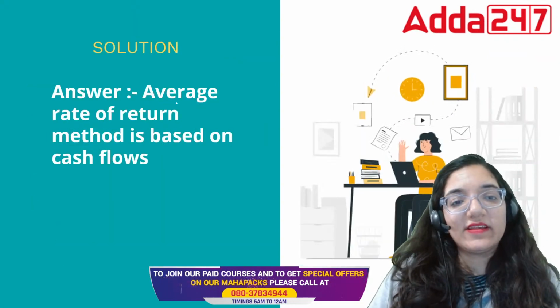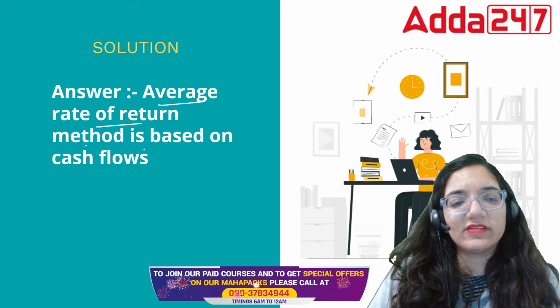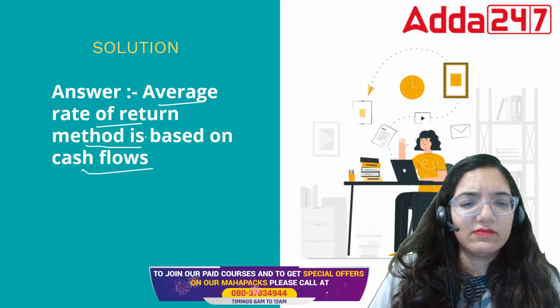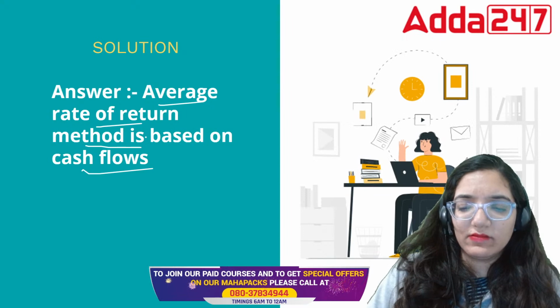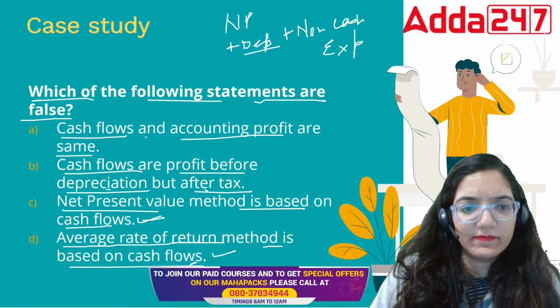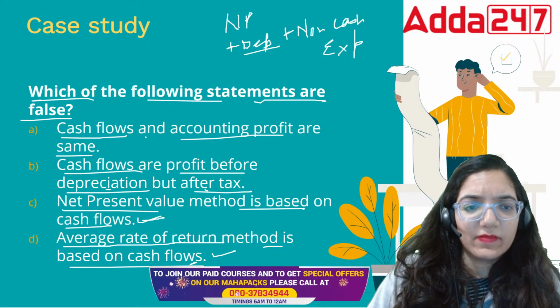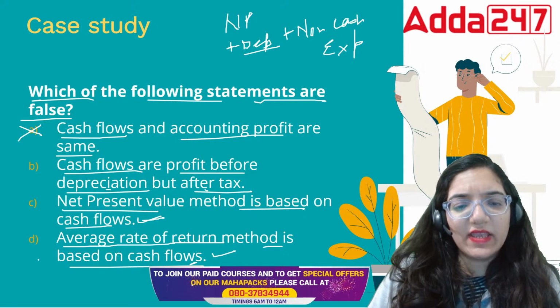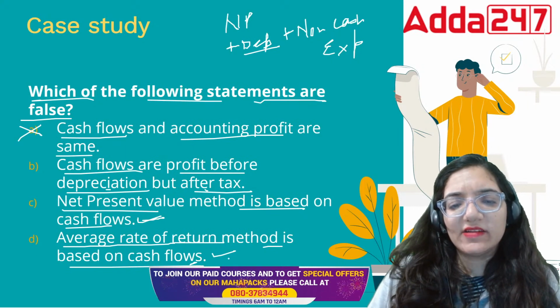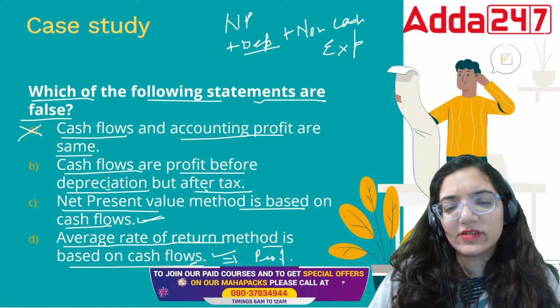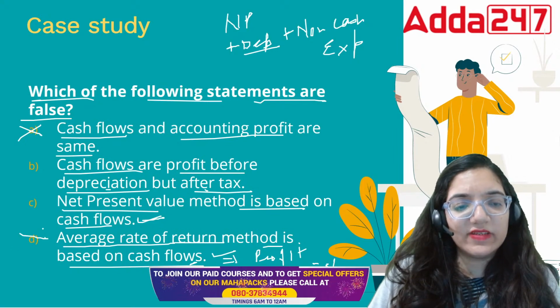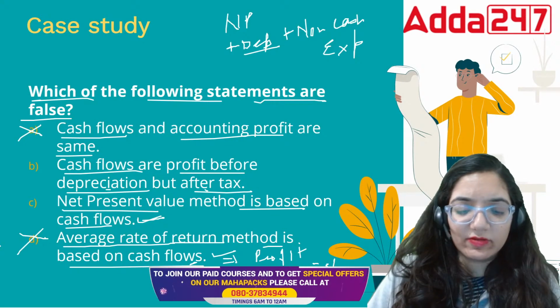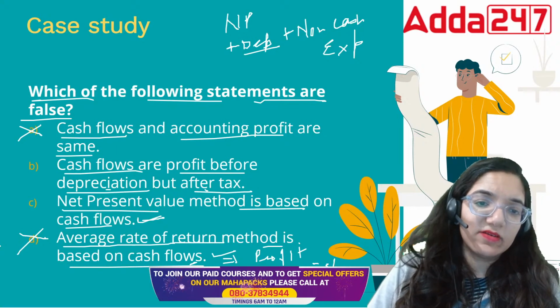Then comes the next point, that is average rate of return method is based on cash flows. Okay, hold on. No, but A is also wrong. Both of these are wrong then. ARR is actually based upon our profit divided by our initial investment. This is normally calculated in percentage. So both A and D will go wrong. In this case, both A and D are wrong.